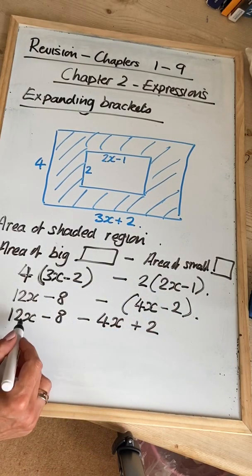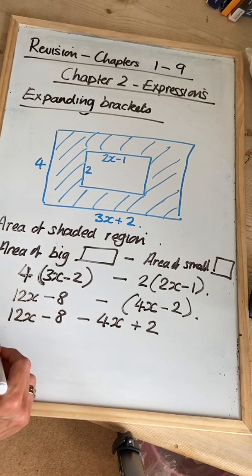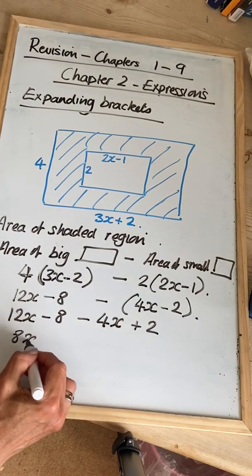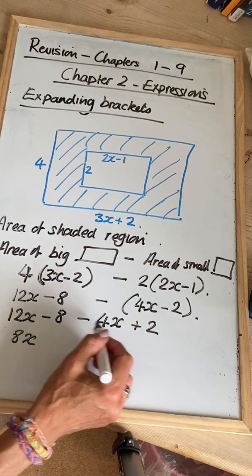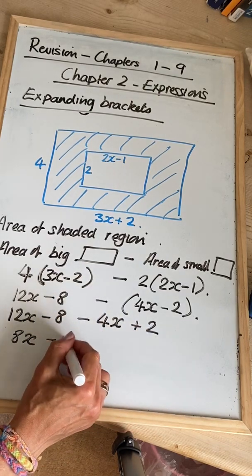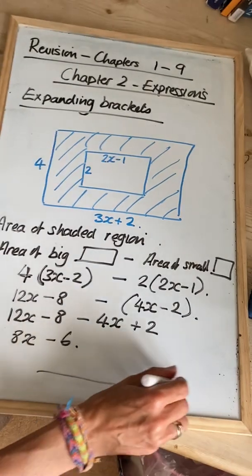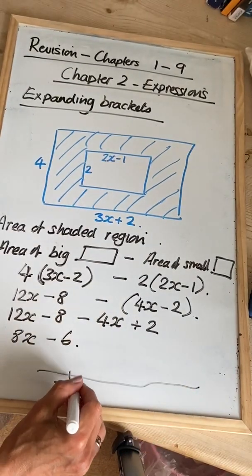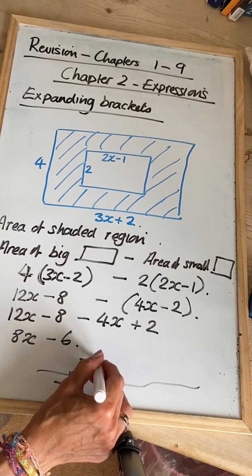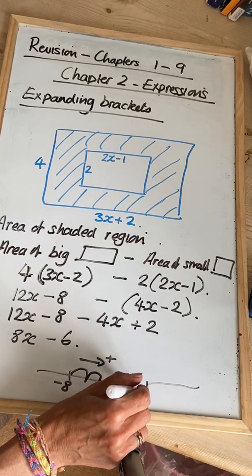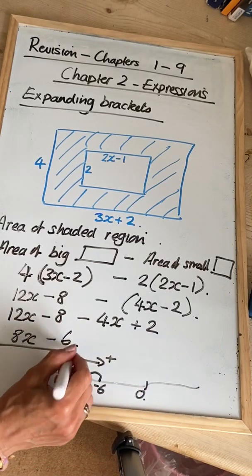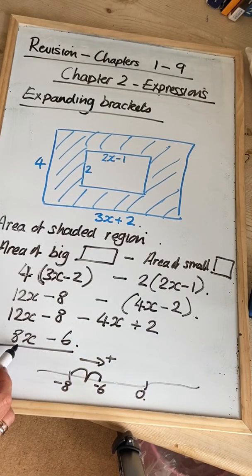Putting the x's together, I've got 12 minus 4, so I've got 8 x's. And putting the numbers together, 8 minus 2... minus 8 plus 2 is going to give me minus 6. Minus 8 on the number line, go up 2 in the positive direction, and that gets you to minus 6. So that is my total area.